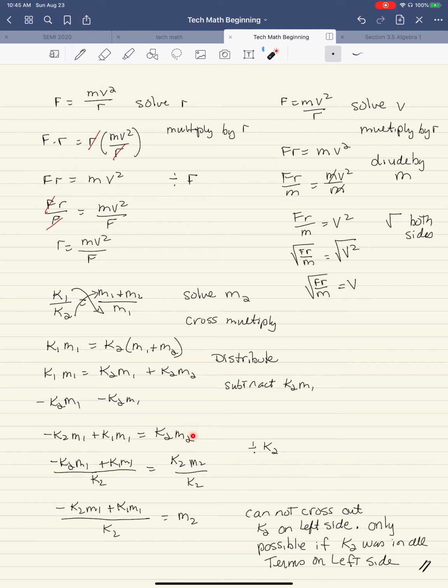Finally, since I'm solving for m2, I can divide everything by k2. So divide the right side by k2, divide the left side by k2. k2's cancel. You're left with m2 on the right, and then all of this, negative k2 m1 plus k1 m1 over k2. Even though it looks like you could cross out these k2s, you cannot cross them out. It's only possible if the k2 was in all the terms on the left, meaning I'd have to have a k2 in this term as well, and then I could cross them all out.